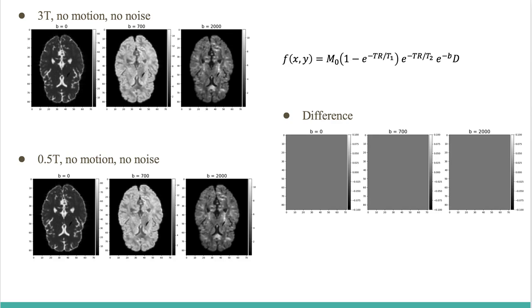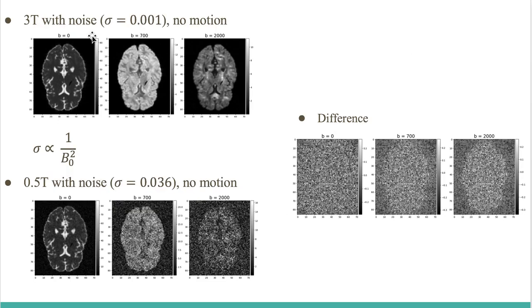So if we do not consider motion and assume there's no noise, under 3T and 0.5T, the images are essentially the same, or say almost the same, because with the EPI pulse sequence, the TR is much larger than T1. So this term here is essentially 1. So the difference between these two images would just depend on T2. And because we assume T2 values are the same under different field strengths, the image intensities will be the same in these two cases. However, if we consider noise, under lower field strengths the noise will be much stronger compared to higher field strengths. And we can see under 0.5T, the image quality is deteriorated much more seriously compared to the high field.